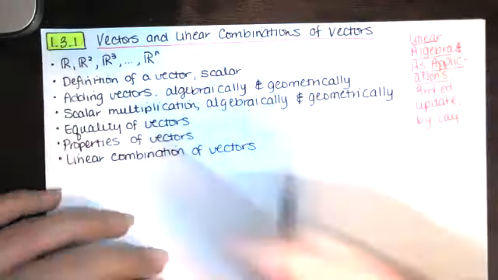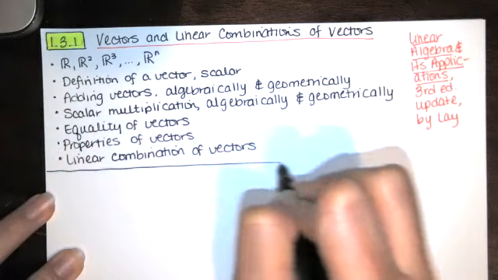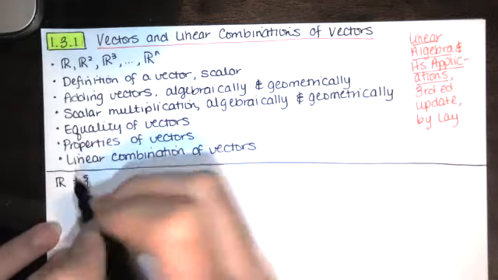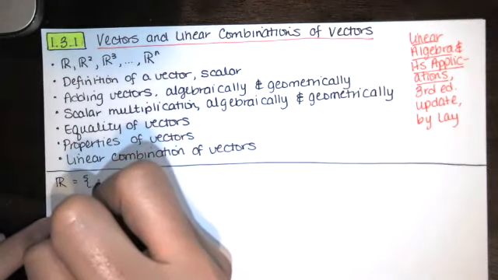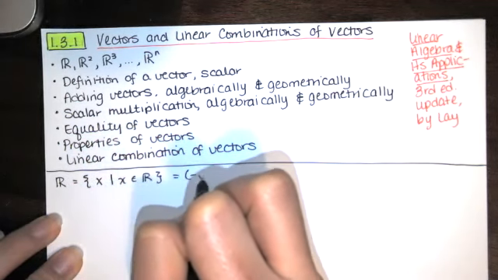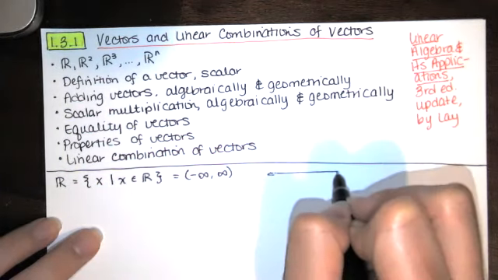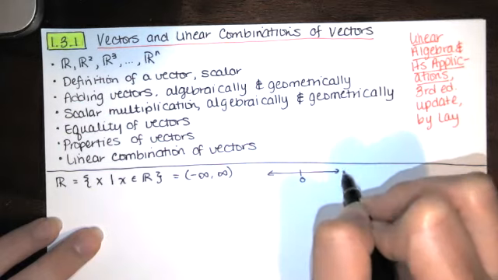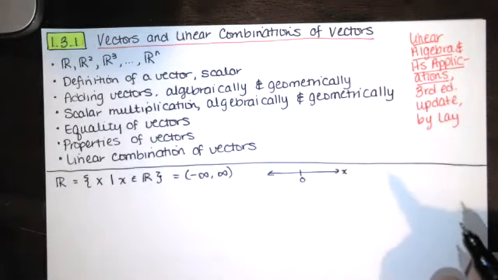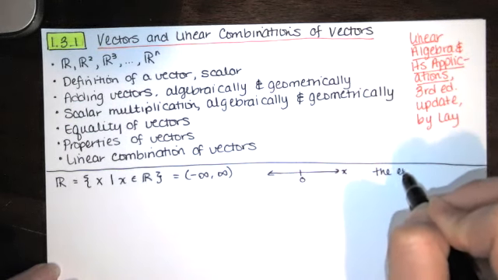Let's get started with a discussion of what R is. R is just the entire real line. That's our notation for the set of real numbers. And that's typically denoted by the interval from negative infinity to infinity. If I wanted to graph this, I typically graph it with a real line, and it's convention to draw the positive x-axis to the right and the negative x-axis to the left. But R represents every point on the real line. It's the entire real line.